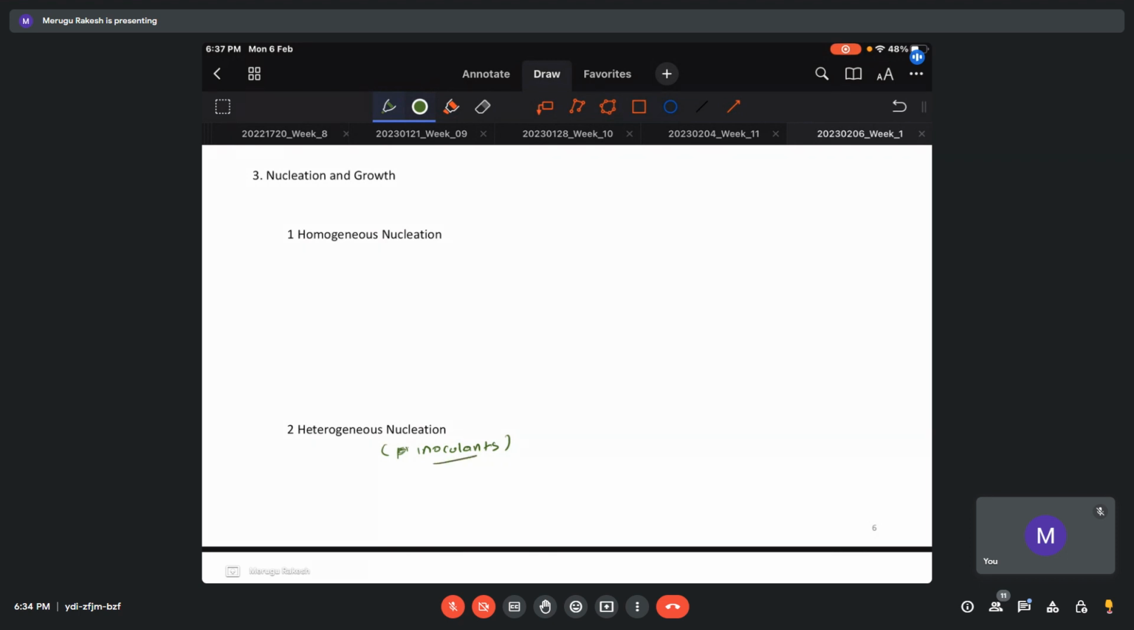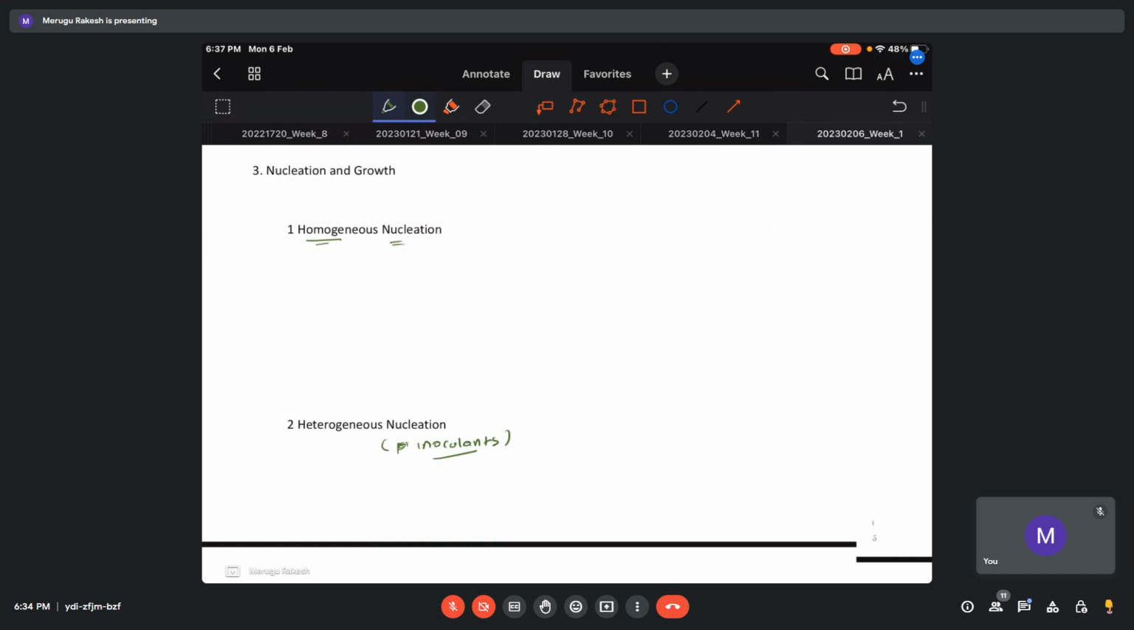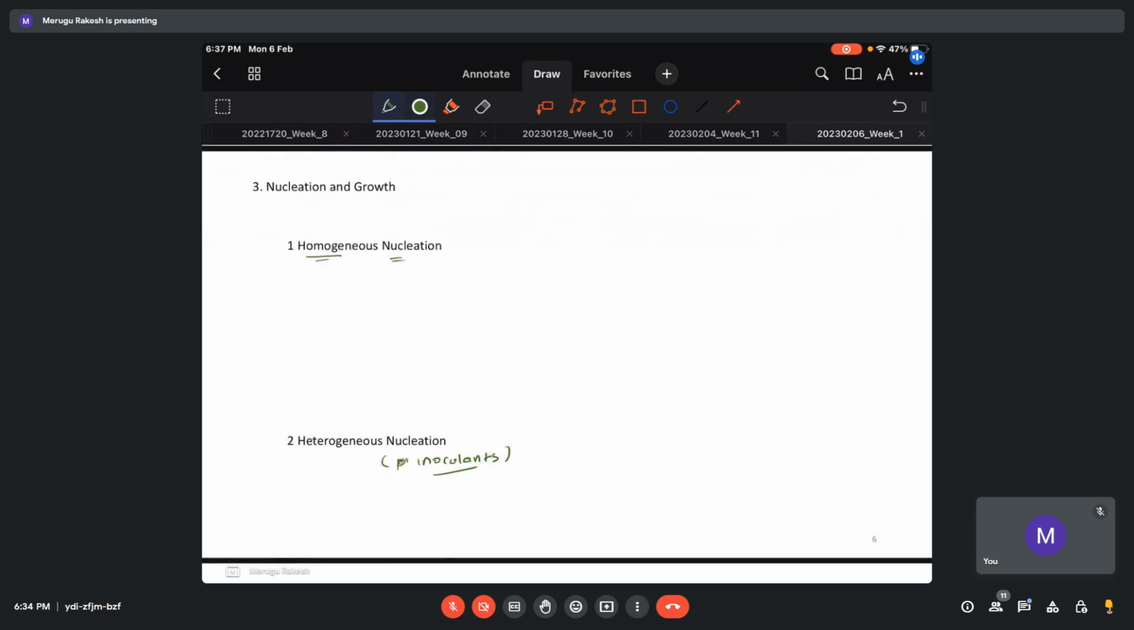But in homogeneous, no such thing exists. The probability of formation of these particles everywhere is uniform. That is how homogeneous nucleation happens. But in general, we never prefer homogeneous nucleation. We always go for heterogeneous nucleation for its better microstructural properties.